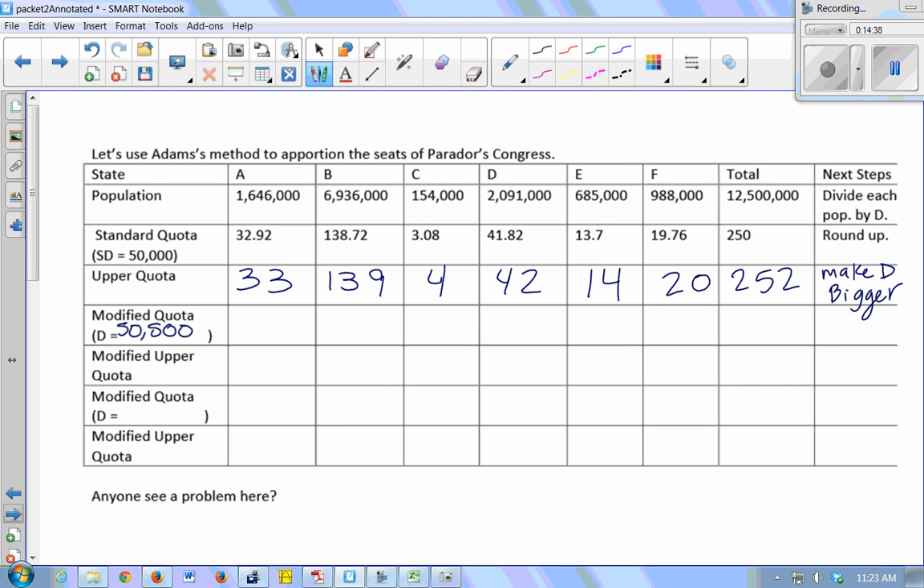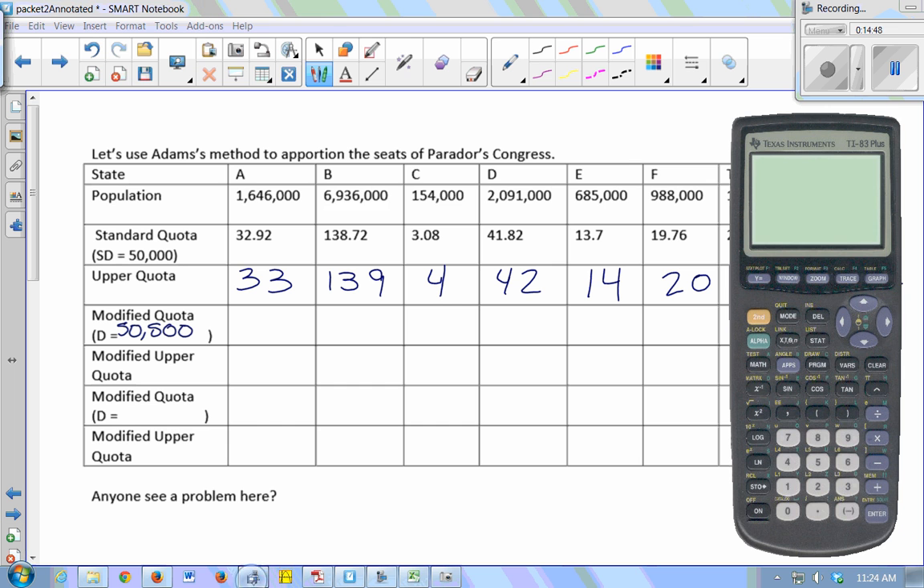And in Jefferson's method, dropping down by 500 worked. So it's a good first guess for Adams to go up by 500. We'll see if it works. So divide each of the populations by 50,500.